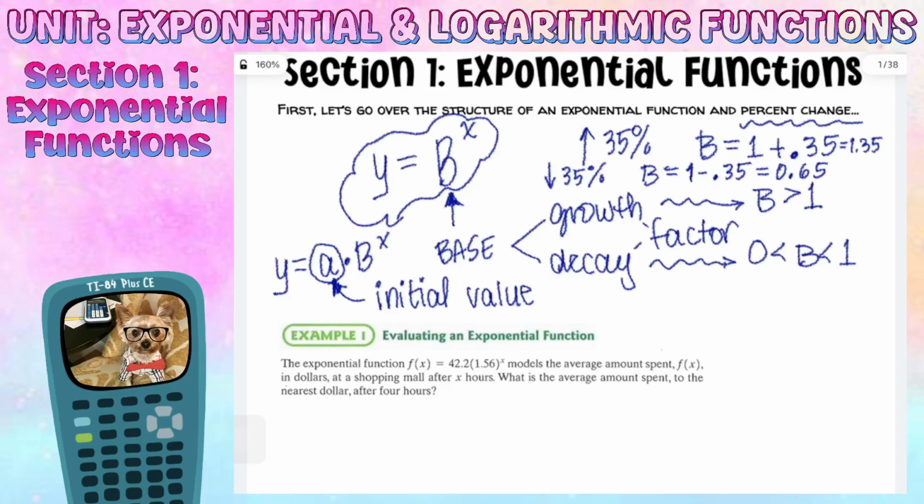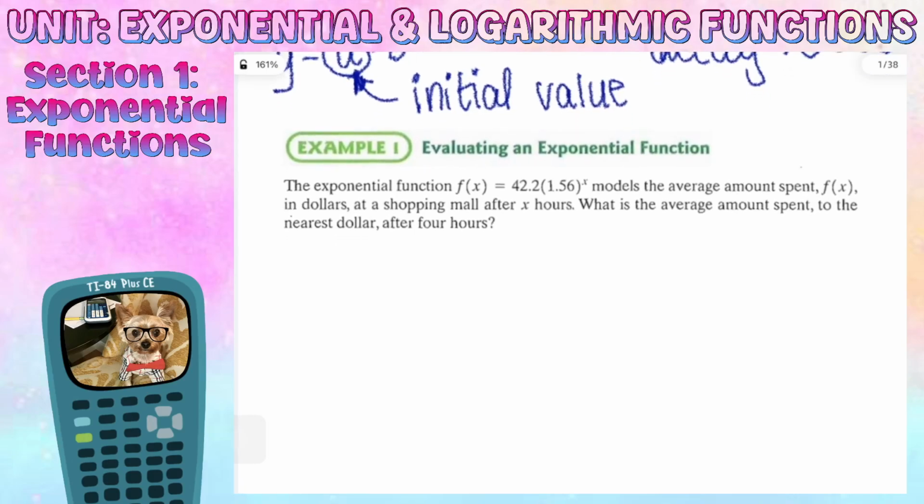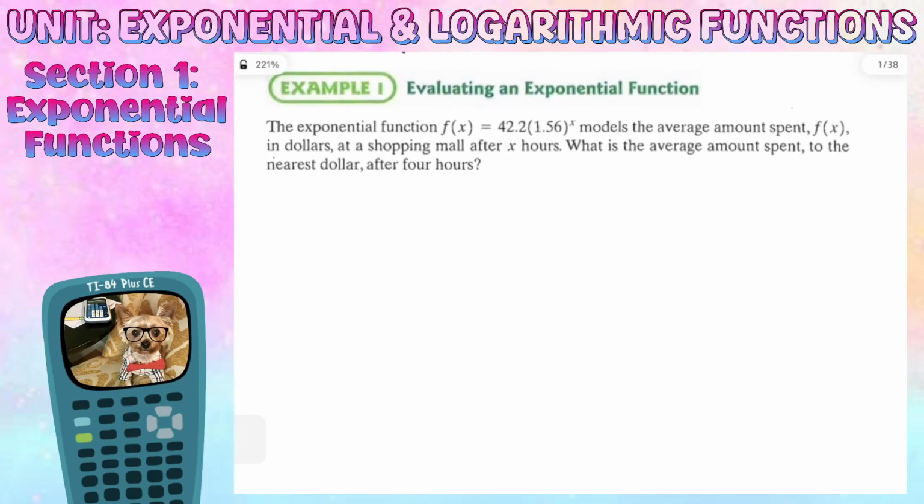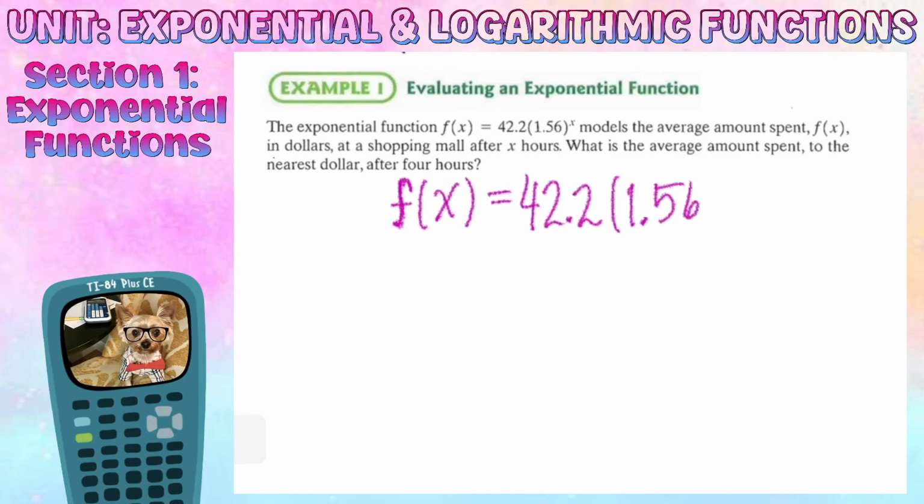Now, based on this quick review, let's look at this word problem. Example 1, evaluating an exponential function. The exponential function f of x equals 42.2 times 1.56 to the x models the average amount spent, f of x, in dollars at a shopping mall after x hours. Nobody likes to read a word problem more than once, so I like to get everything I can out of it the first time. f of x equals 42.2 times the quantity 1.56 raised to the x.